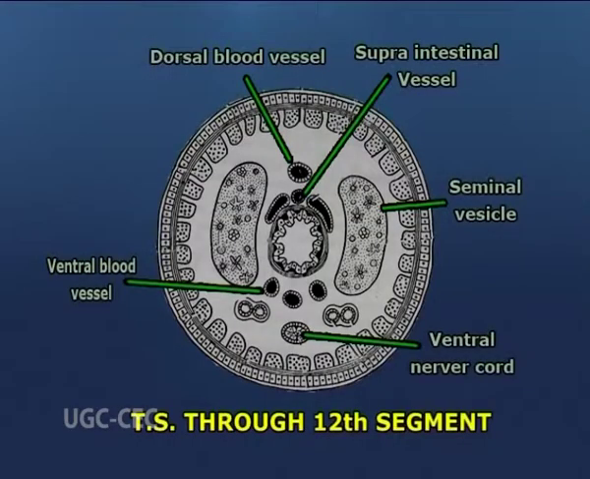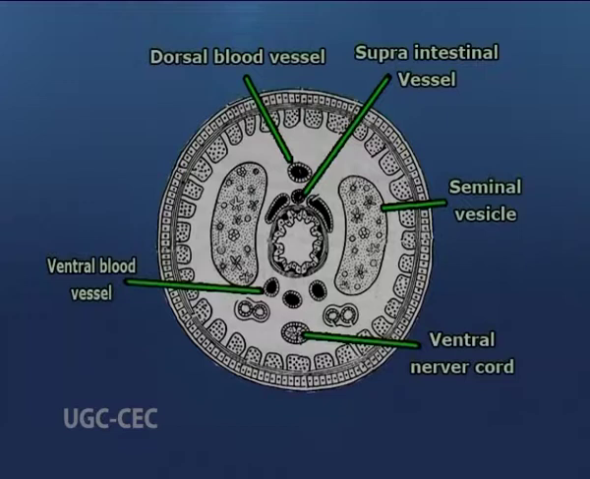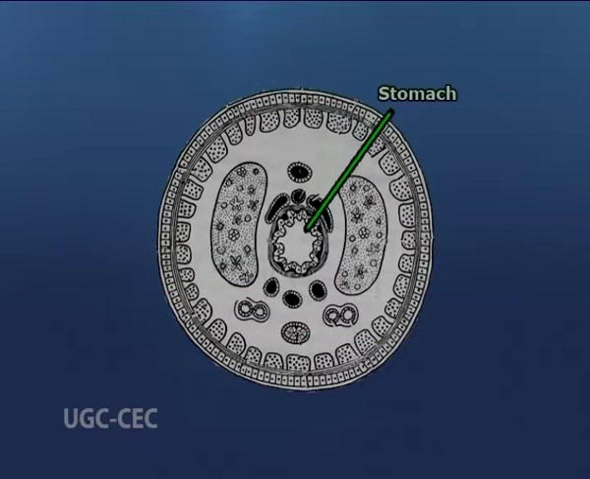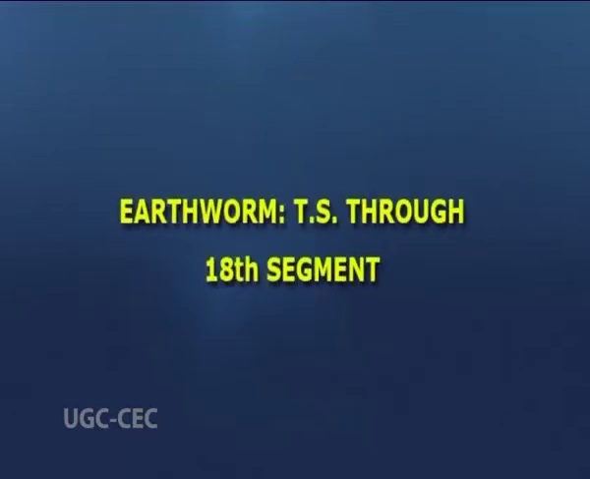Dorsal and ventral vessels, ventral nerve cord, supraintestinal vessel and stomach are seen. Seminal vesicles are found on each side of the coelomic epithelial layer. Transverse section through 18th segment.